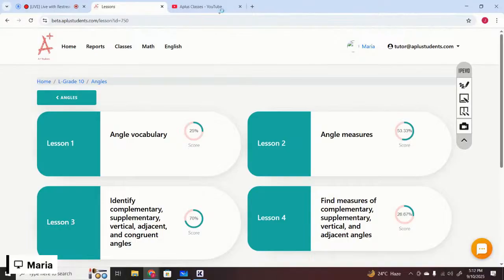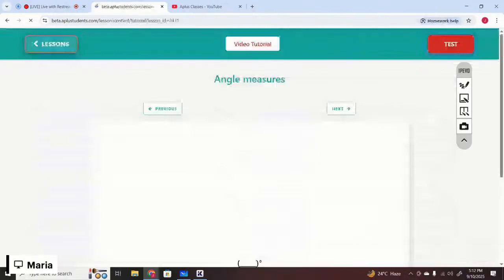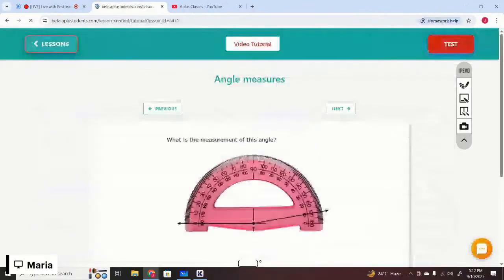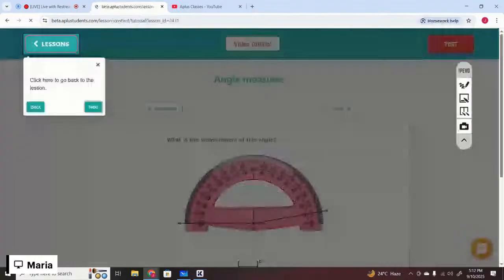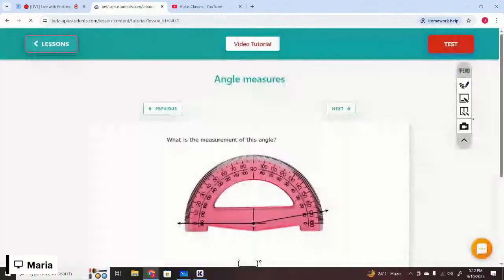That is angle measures. Let's just start with the next lesson. What is the measurement of this angle? Usually, one of the rays must be lined up with a zero. You can see here this line is lined up with the other line, so you can measure the angle. You need to use the outer angles. So that is 150. The correct option is 150.